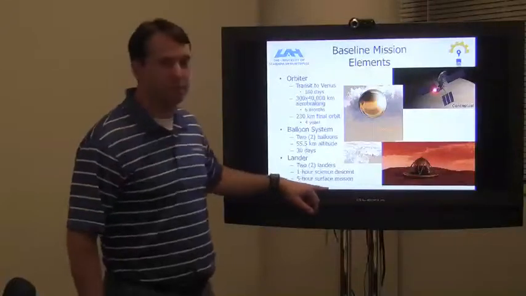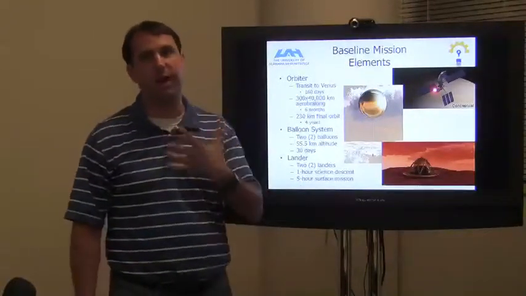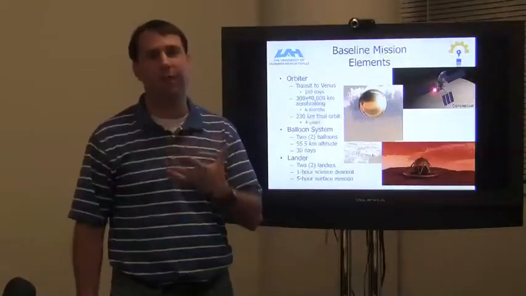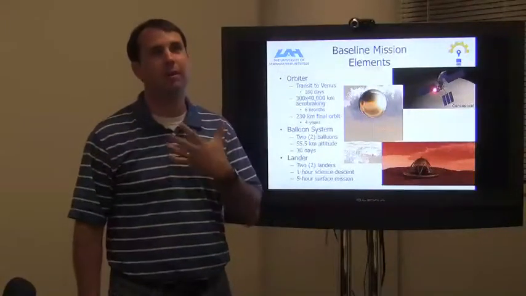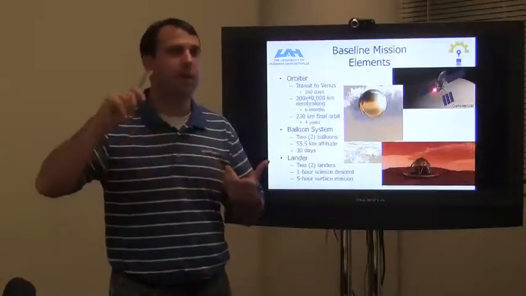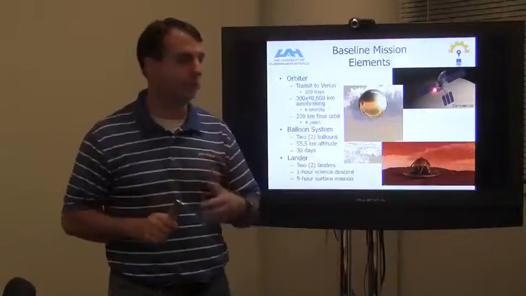And then once they get to the surface, each lander is only going to last for 5 hours, because that's all that they can last, because it's just so tough. It's so hot and the pressure is so high on Venus. 5 hours is the maximum.